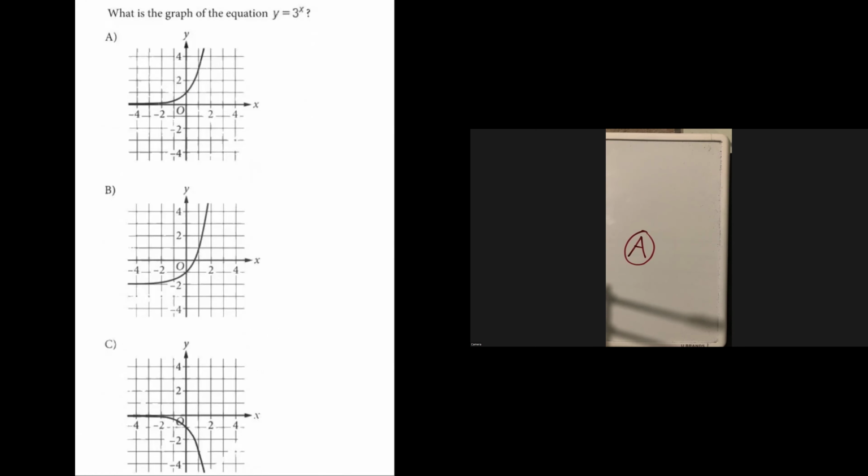For these type of questions, you can just plug in, or if you actually know what the graph is, then just choose that one. But if you don't, just plug in. So x equals 0, you get y equals 1.